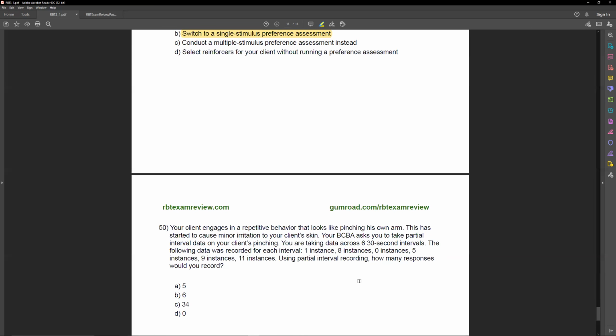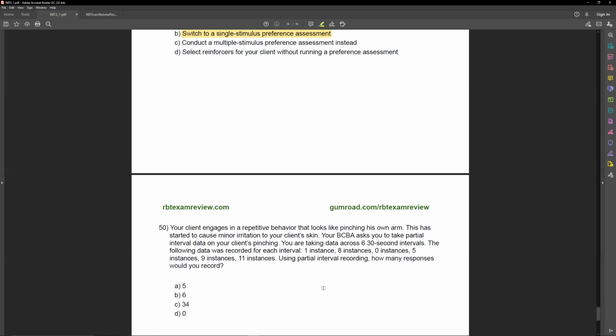All right, so what is partial interval recording? Ask yourself that first, okay? Hopefully you're fluent, right? Partial interval recording is a type of measurement where you record a response if the behavior happens at all during the interval, okay? So in this scenario, we have 6 30-second intervals. If we're doing partial interval recording, if the behavior happens at all during that 30-second interval, we record a response.